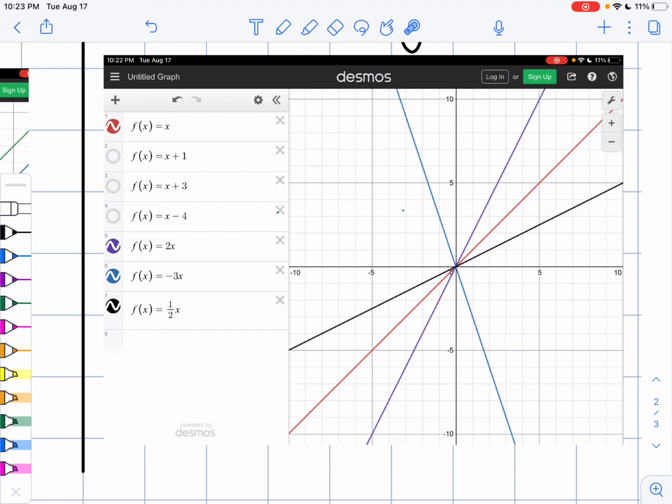Which one's steeper, by the way? Which one has a steeper slope? You don't have to worry about, obviously one is positive and one is negative, but what can you tell me about the steepness of the slopes? Let's pay attention to the last one here, this black line, f of x equals 1/2 x. That means I'm going to start here at the origin, I'm going to go up 1 over 2, up 1 over 2, up 1 over 2. What can you tell me about the steepness of the slope versus the number that's out in front for the slope? Is it the bigger the number, the steeper the slope, or the smaller the number, the steeper the slope?